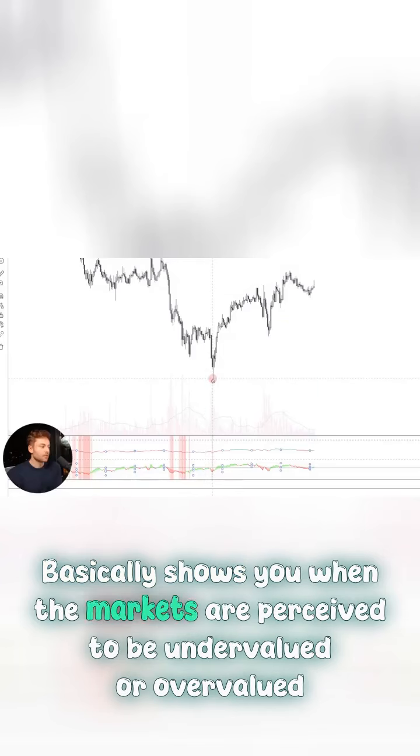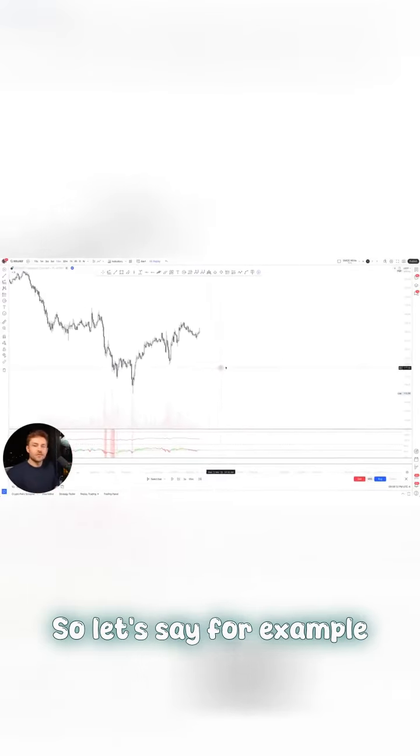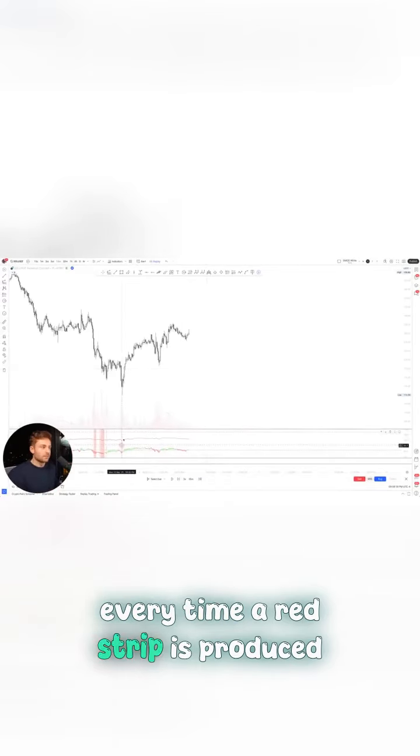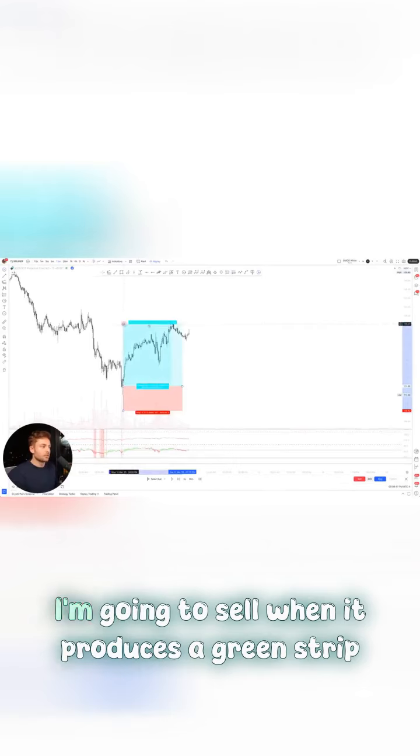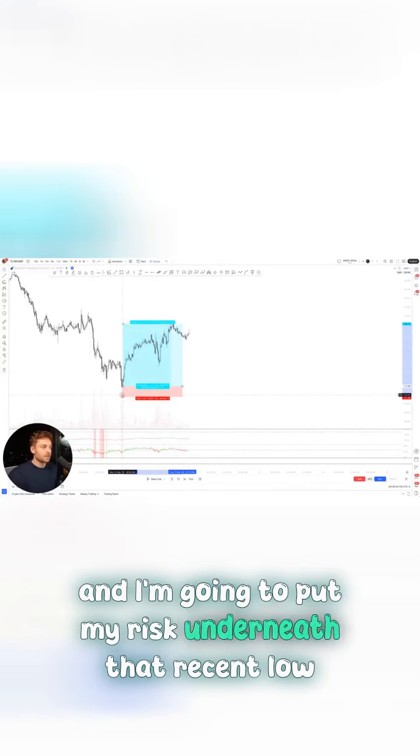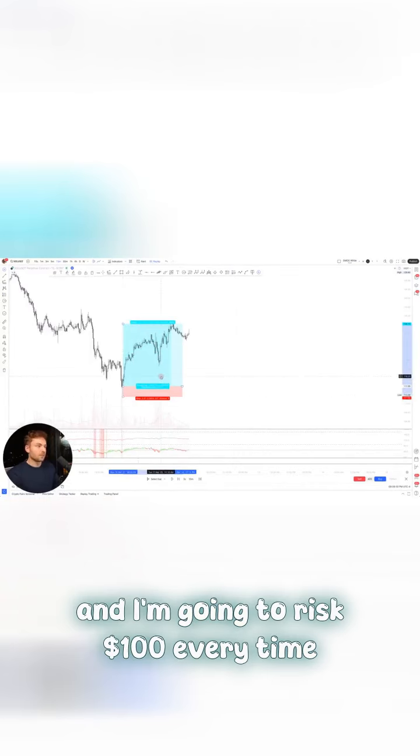It basically shows you when the markets are perceived to be undervalued or overvalued, and when they're undervalued, it will give you this red highlight strip here. So let's say, for example, every time a red strip is produced, I'm going to enter in, I'm going to sell when it produces a green strip, and I'm going to put my risk underneath that recent low. And I'm going to risk $100 every time.